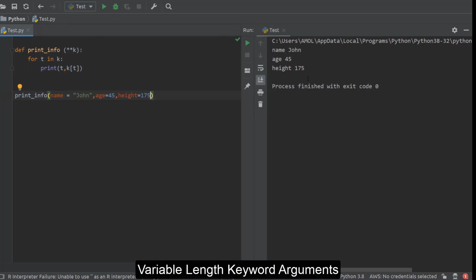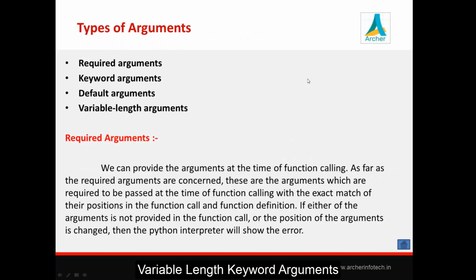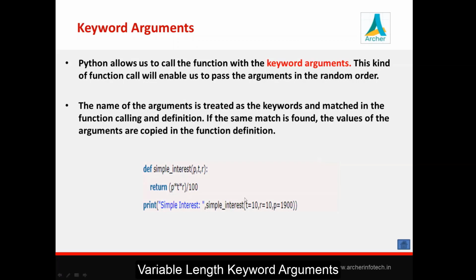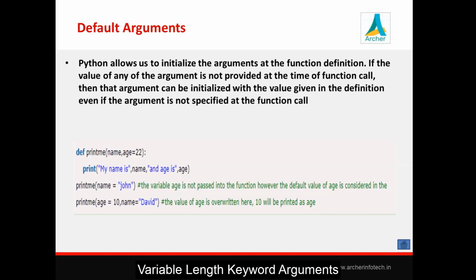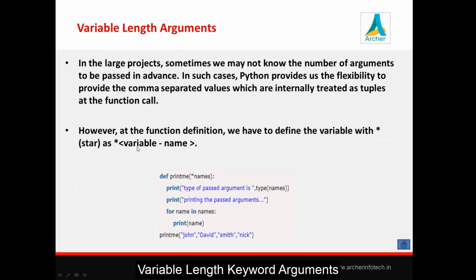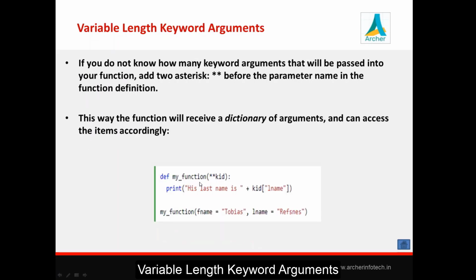So 4 types of arguments are available. Required arguments, which are compulsory to pass. Keyword arguments, where we can provide the argument name, which will work as a keyword. In that case, the order of arguments is not mandatory. Then we have seen default argument, where we can provide default values to arguments. And lastly, we have seen variable length argument, where we can send any number of arguments which will get stored in this variable, which works as a tuple inside the function. And lastly, we saw the combination of keyword and variable length argument. So these are the types of arguments available in Python.